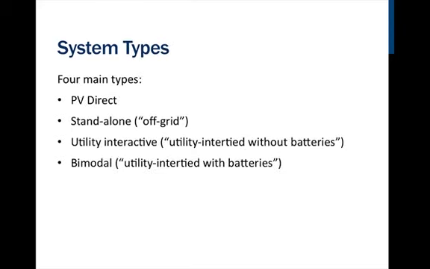There are four main types of systems in photovoltaics. They are PV direct, standalone, also called off-grid, utility interactive, also called utility intertied without batteries, and bimodal, also called utility intertied with batteries.